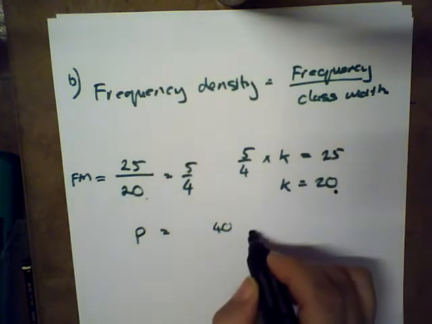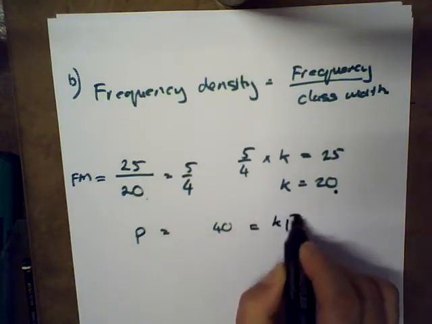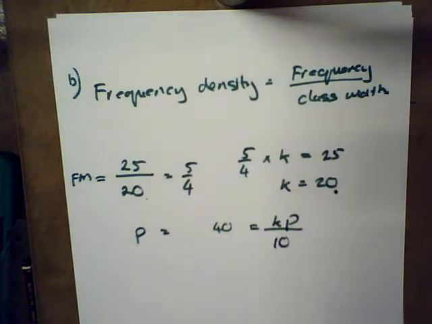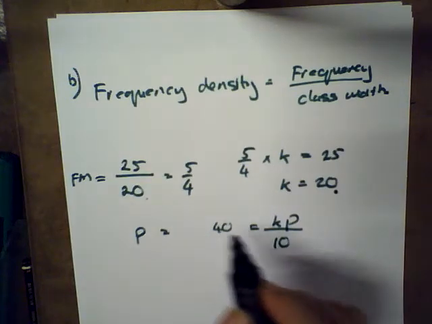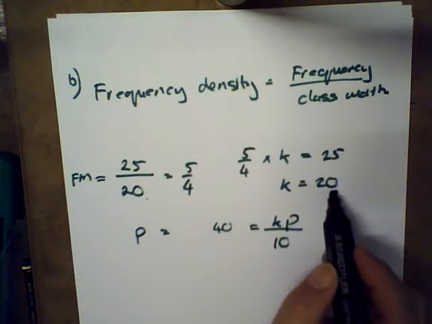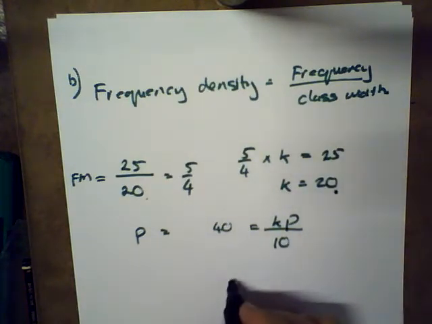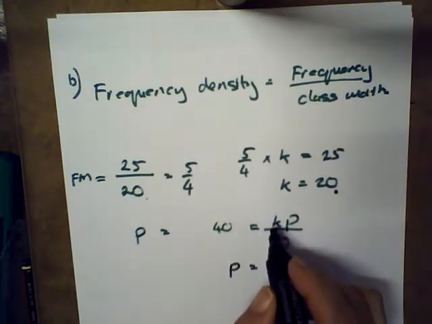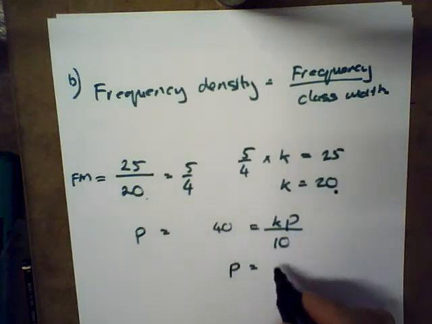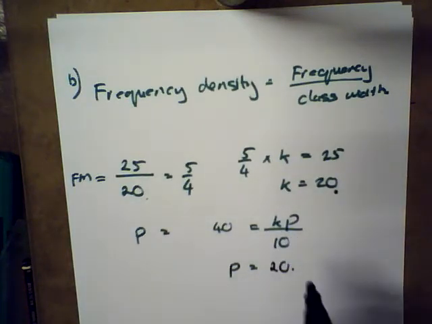So 40 equals kp over 10. Each one of those little lines would give us 5 little units. So if you have to work out that 25 there, that would give you 5 little units. And then the value of p, because k is now going to be 20, would be 20. Okay, and then we carry on from there onwards.